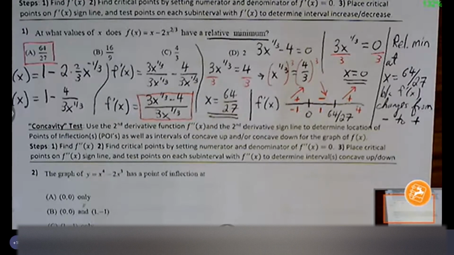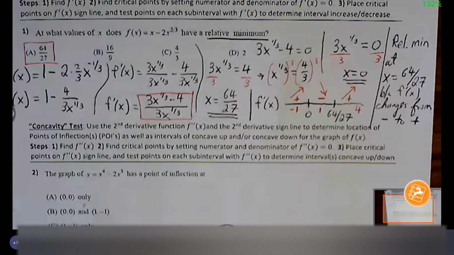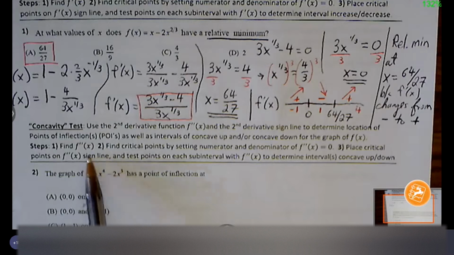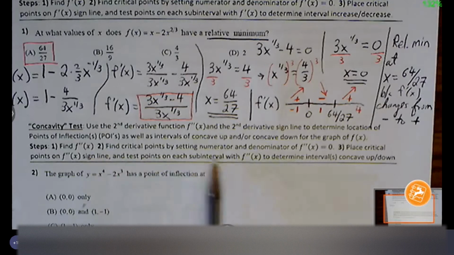Our procedure is going to feel very similar. It's just that now we're doing everything from the second derivative standpoint. So we're going to set f double prime equal to 0. We're going to find critical points by setting numerator and denominator equal to 0. We're going to place critical points onto our f double prime sign line, and we'll test points in each subinterval. But now the difference is that the information that we're gathering is a different set of information, right? We're not gathering information about max and mins.